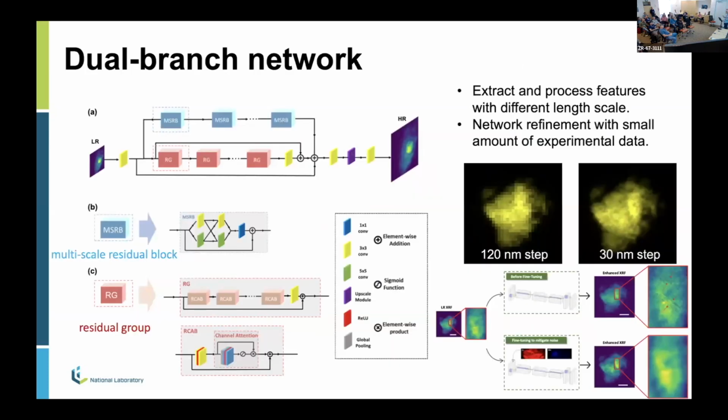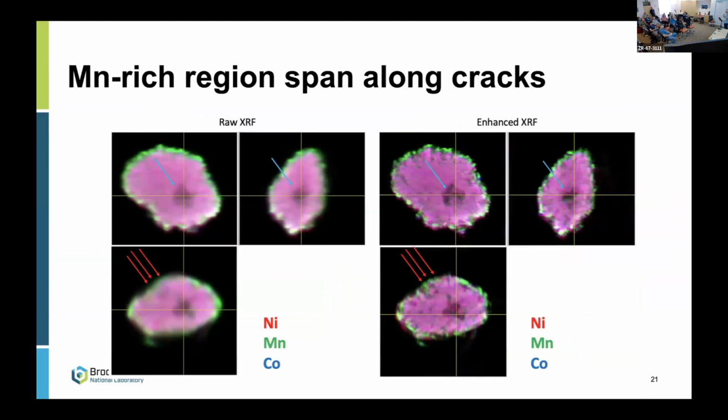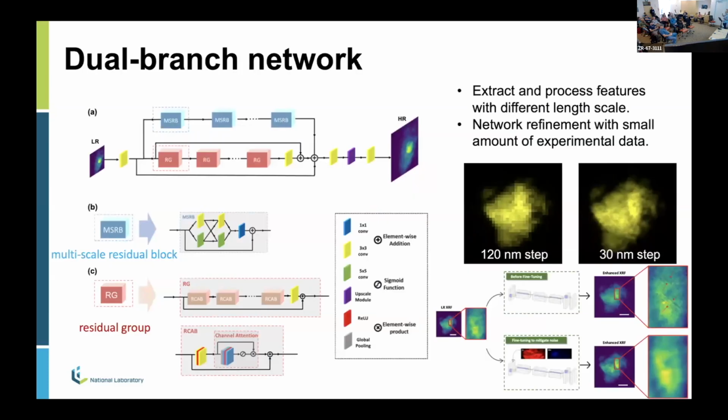And so far we only enhanced the 2D sampling of the fluorescence images. The next step, we're trying to enhance the 3D sampling by adding more projection angles into the fluorescence image. For this task, we defined a new network using this dual branch structure. This dual branch structure can extract and process features with different sizes separately.